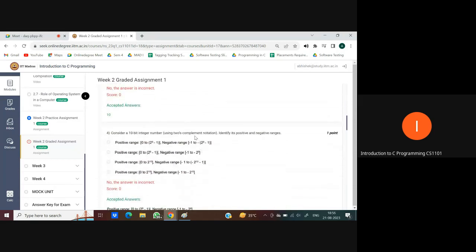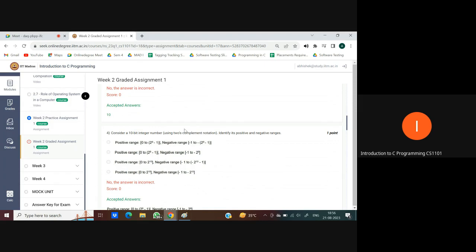So consider a 10-bit number. I think we already have done this question. Previously it was for sign magnitude. This time we have it for 2's complement. So this time we are given a 10-bit number, and we have to find out the positive and negative ranges. We are also told that we are using 2's complement notation.